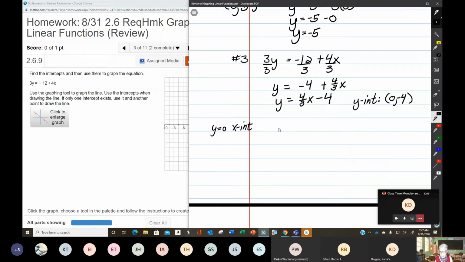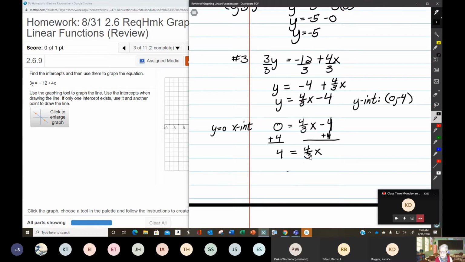Okay, so here's y. 0 equals 4/3 x minus 4. So I'll add 4 to both sides. -4 plus 4 is 0. That means I'm left with 4/3 x. Would definitely have been easier just to leave it the way it was and work with it that way. Oh well, you live and learn.